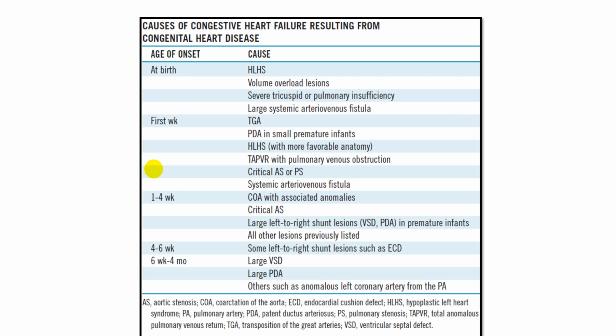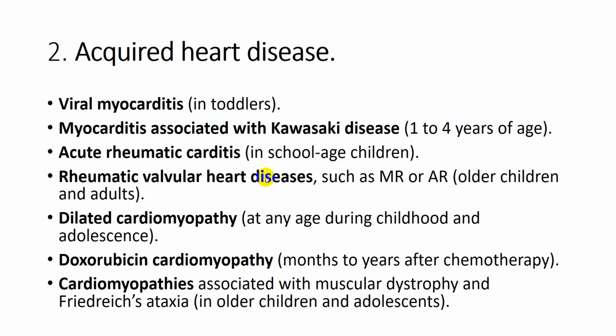After 6 weeks, large VSD, large PDA, and so on. So the first group of causes of congestive heart failure is congenital heart disease. The second group is acquired heart disease.